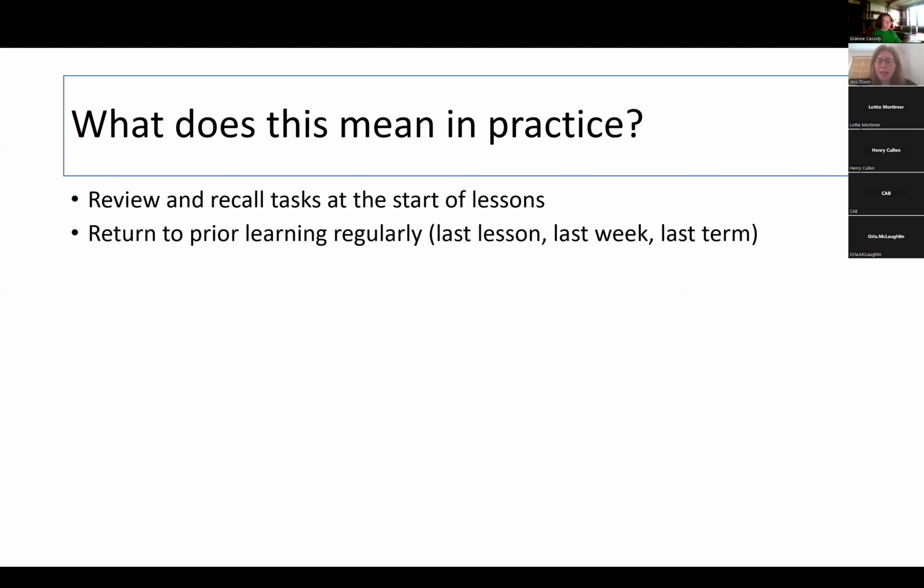Returning to prior learning, whether thinking about last lesson, last week, last term. Henry talked earlier about how when he does vocabulary tests, he will have at the bottom words from previous vocabulary tests that they've been asked to do. So if they have just crammed for this one test, they won't necessarily be able to answer, well, hopefully they can still answer the questions on the prior learning, but it means that they know that they can't just cram. They've got to learn something long term, and they will be tested on that vocabulary again.